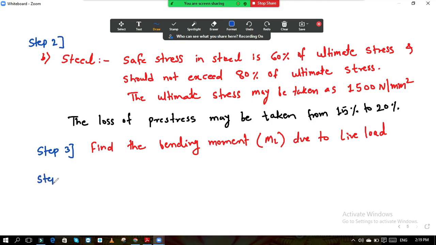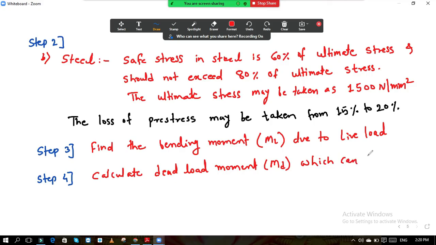Step number four. Calculate dead load moment MD, which can be taken as 20% of live load moment. Okay.